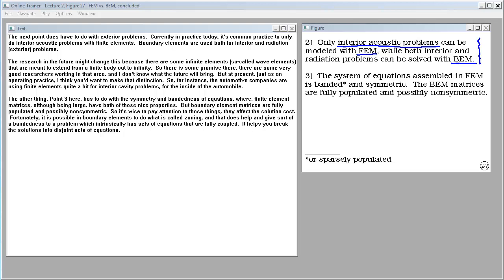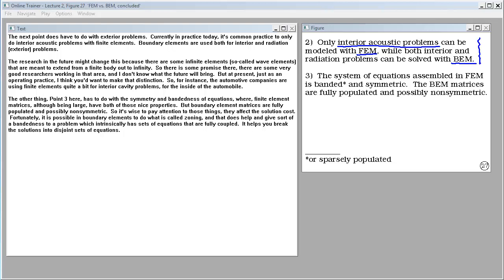There's some very good researchers working in that area, and I don't know what the future will bring, but at present, just as an operating practice, I think you'd want to make that distinction. So, for instance, the automotive companies are using finite elements quite a bit for interior cavity problems for the inside of the automobile.